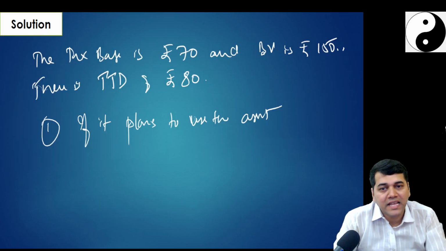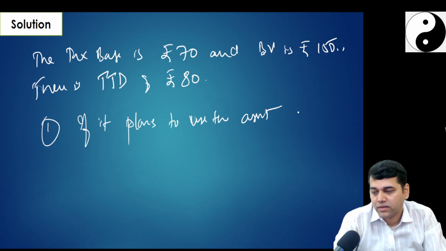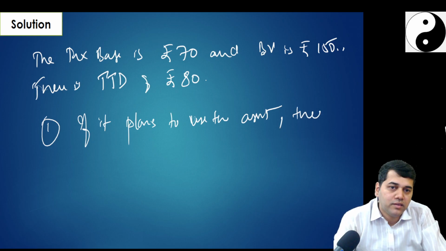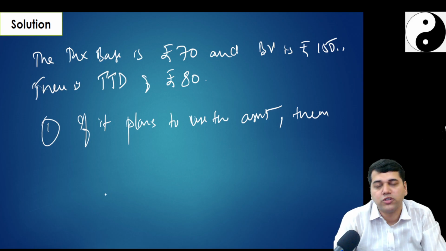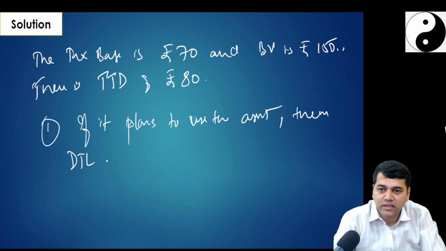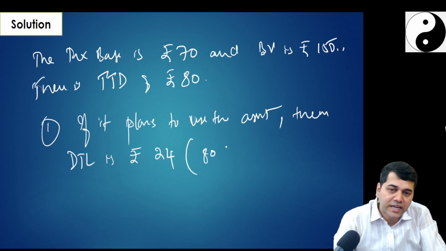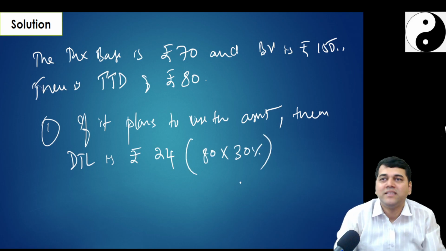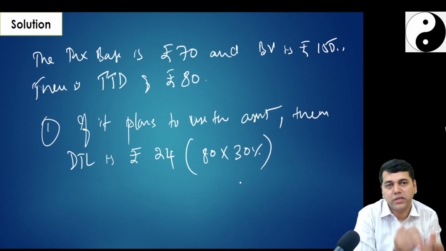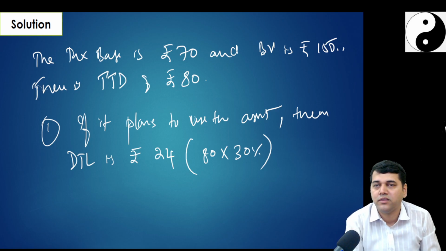So if it plans to use the asset, then deferred tax liability should come on what? 80. DTL is rupees 24. How? 80 into 30%. Then there is no question of how much is restricted, how much benefits and all. There is no question.